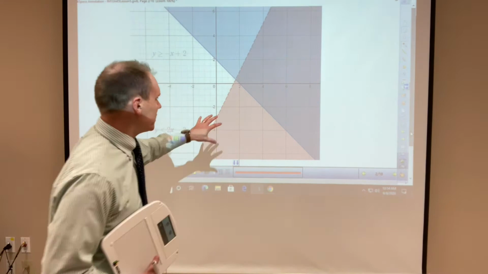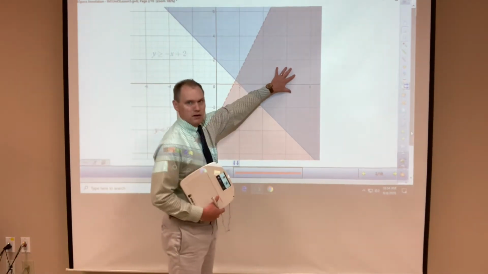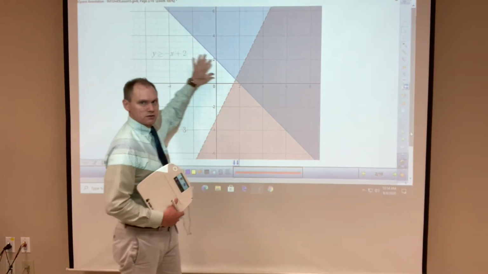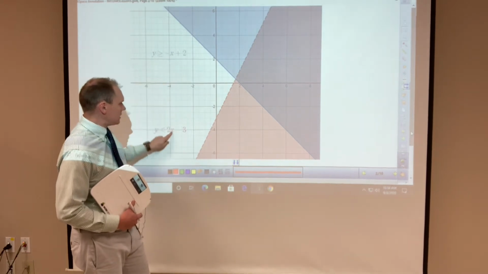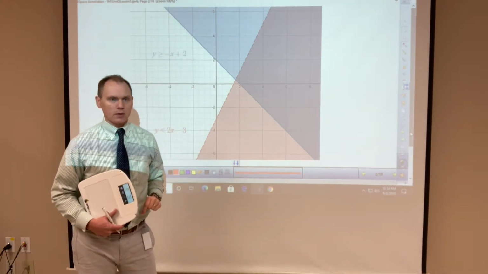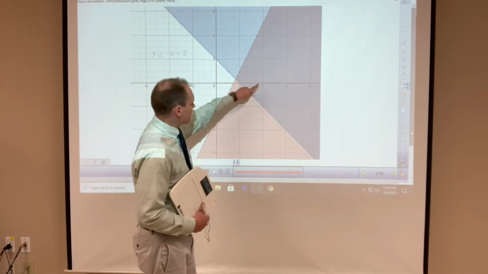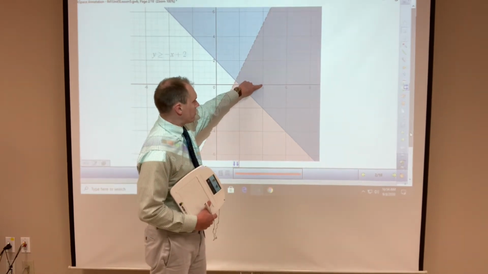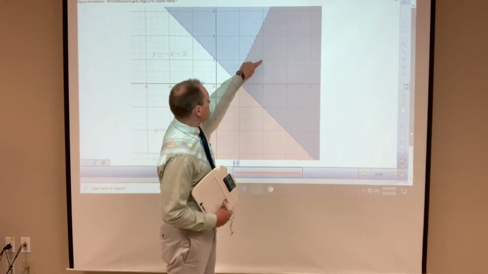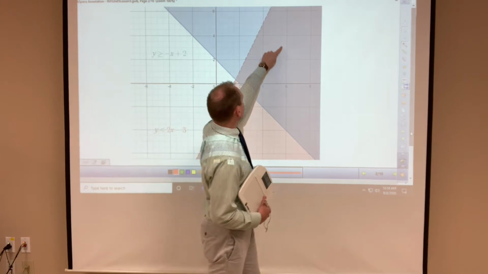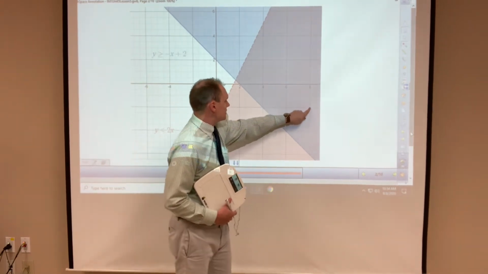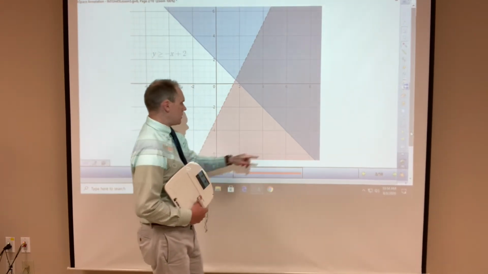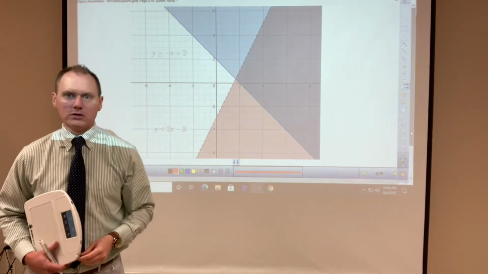So any point in here is a solution to this system because it's a solution to this one and this one at the same time. Okay, so the point (4, 0), the point (4, 2), the point (6, 4), the point (8, negative 2), all of those are solutions to this system.